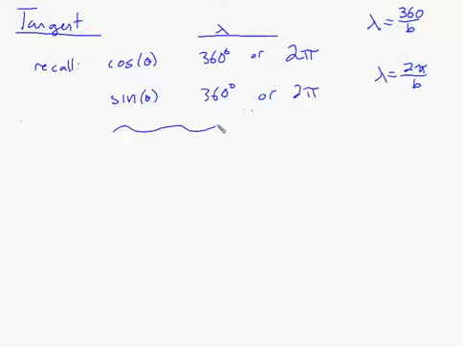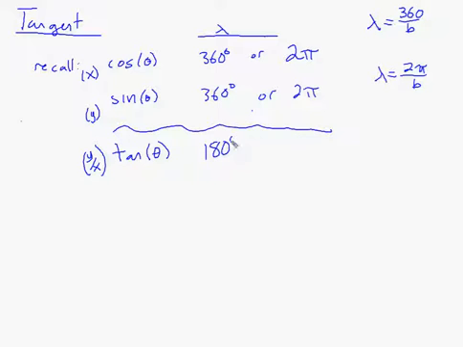Tangent is going to be like the weird one. We had said that cosine is related to x values on our unit circle. Sine is related to y values. And tangent is the ratio of sine over cosine. So that's part of why it's kind of weird. Its wavelength is not 360. We can use our calculators to verify that in a moment, but its wavelength is 180 degrees. Or, in radian mode, pi.